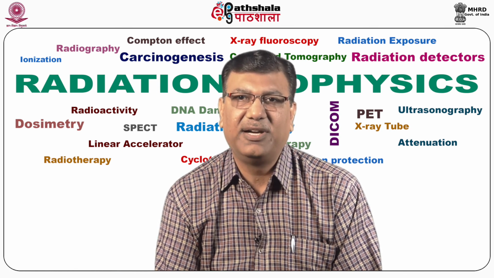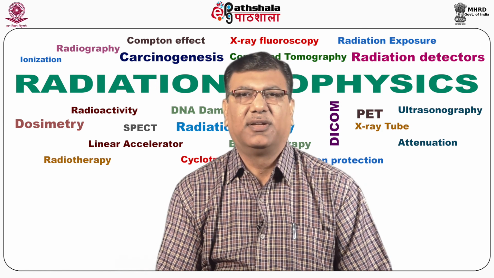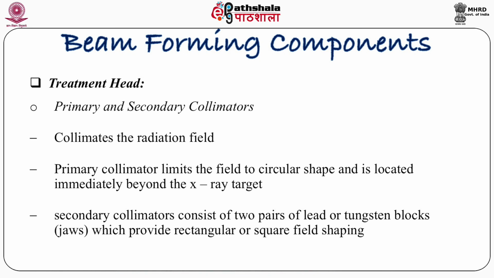or square field shaping. Most of the treatment, when cancer patients are treated, the marking is done on the surface of the patient. It is either a rectangular or square field. So we have to make this field from circular to square field, and that is why secondary collimators are used in the treatment head.